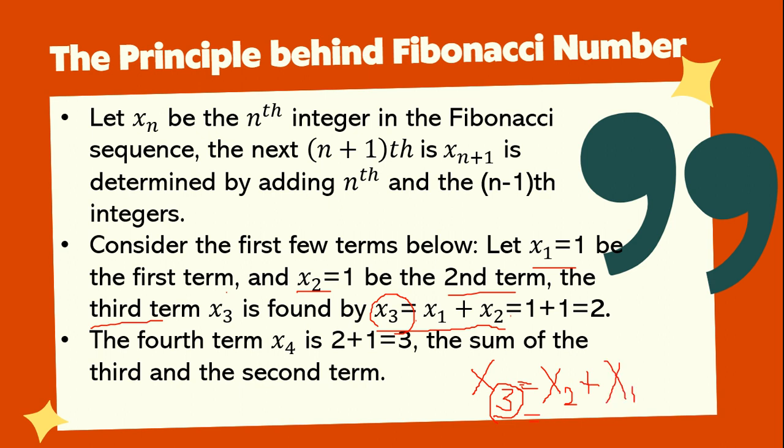Again, x sub 2 here is 1. And x sub 1 is given again, and the value is 1. So 1 plus 1 is equal to, of course, 2. So that will be our third term, or x sub 3. And the fourth term again is 2 plus 1 is equal to 3, the sum of the third and second terms. So again, x sub 4.